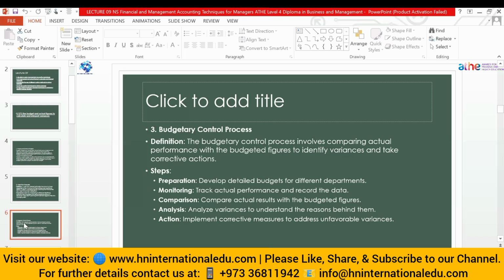In the end, we have action. Implement the corrective measures to address unfavorable variances. Unfavorable variance, that is the differences, the queries which were popping up due to some problem, due to some circumstances. We are going to see that in the part of analysis, and we will be taking the implementation plan in the action part, in the action process.